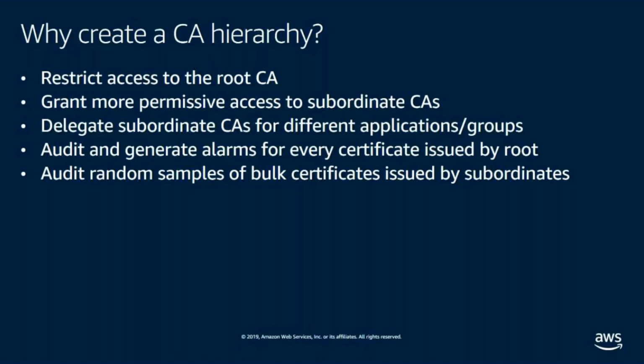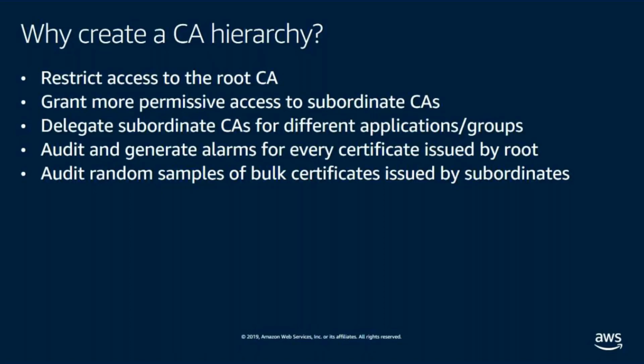Another reason is that we want to delegate subordinate CAs for different applications or groups. So one group may have a CA for a dedicated purpose for issuing TLS endpoint certificates to identify servers. Another CA may be used specifically to identify IoT devices. And these may be under different administrators, and we want each administrator to be able to control the policies around their CA. And delegation and a hierarchy allows them to do that.